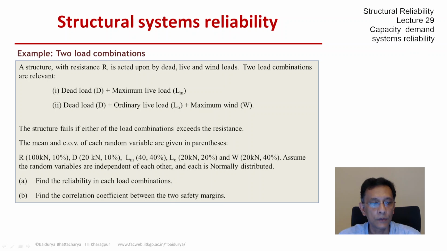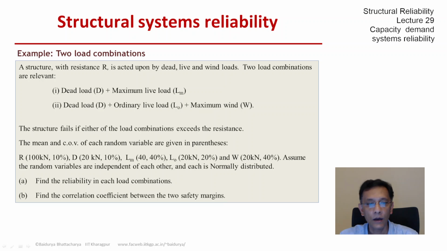and question B is find the correlation coefficient. As before, we take the 5 random variables to be normal with the mean and COV as given, and they're all mutually independent. There is one typographical error. The LM has a mean of 40 kilonewton, not just 40. Anyway, if you want to work through this, then please pause the video.